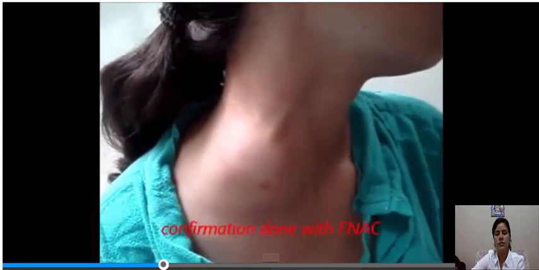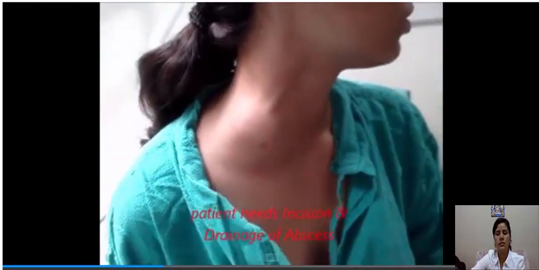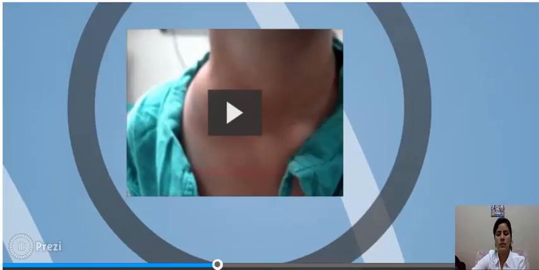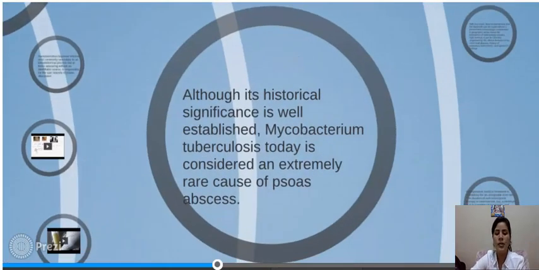This patient needs incision and drainage and evacuation of the pus, as the collection is large and occupying almost a large part of the right side of the neck. Although its historical significance is well established, Mycobacterium tuberculosis today is considered an extremely rare cause of pus abscess.